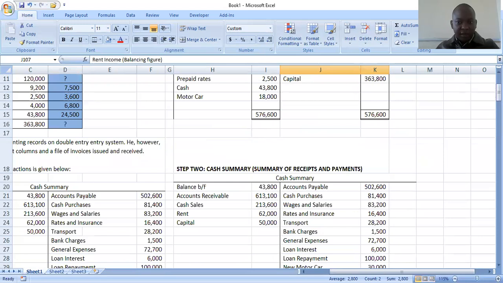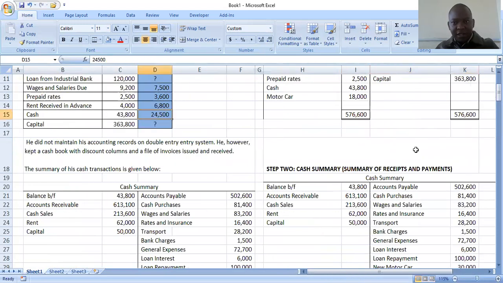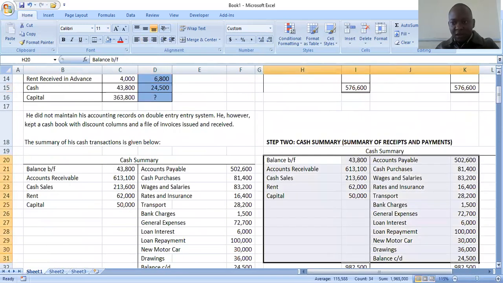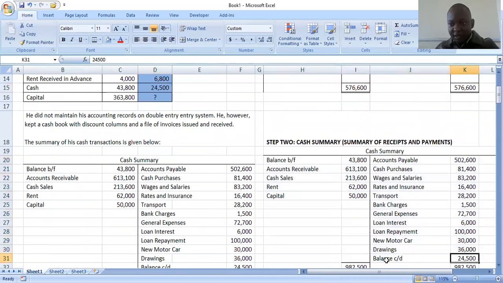Then the other balance we have is cash account of 24,500. This is already catered for in the cash summary here. So you have the 24,500 here. So that is already done for us. And the balance brought forward for cash is already there. So that for cash is okay.